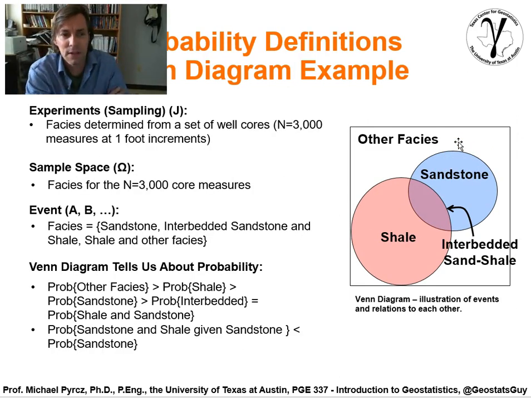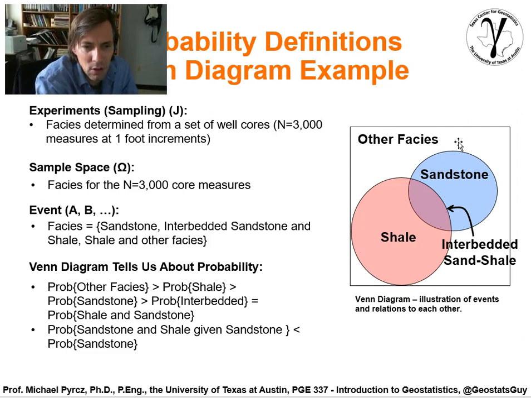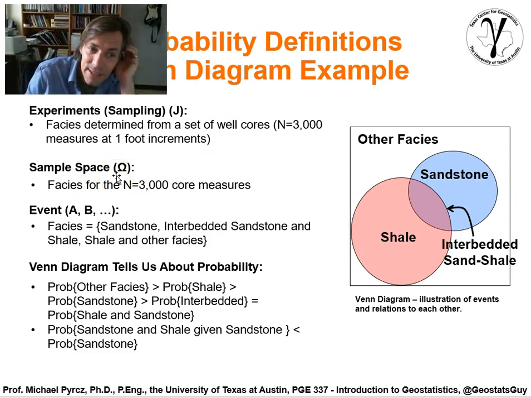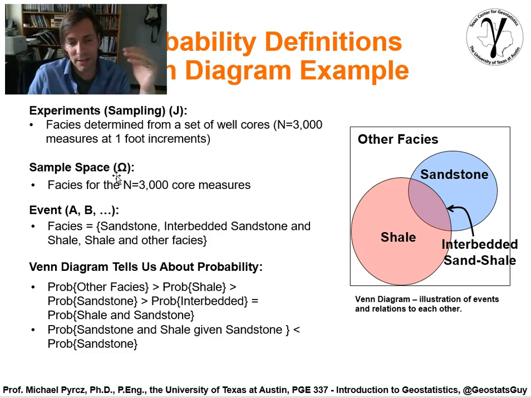So let's give ourselves a very simple example of a Venn diagram. We have an experiment. We did some type of sampling. The sampling had 3,000 cores that were measured along 1-foot increments. So we have a set of well cores, and we've measured 3,000 measurements along 1-foot increments along this long length of core. And so the sample space, omega, is going to be the facies, sandstone or shale, along the entire length, along those measures of 3,000.